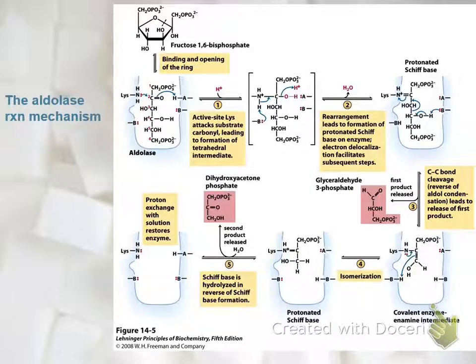Okay. Now, one thing that happens here that's important is called a Schiff base. And we're going to see this a lot. Lysines in particular can form these Schiff bases because they're electron sinks, and it's a free amine. A Schiff base is just where you go from an amine to an imine. So what happens here is we have this tetrahedral intermediate.